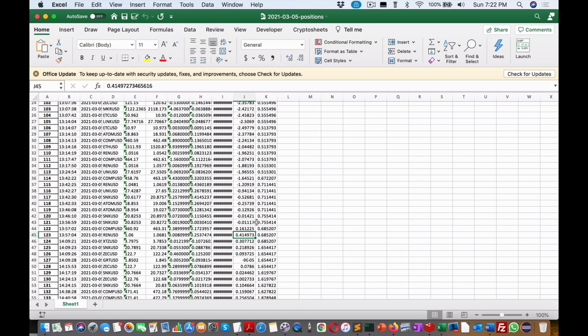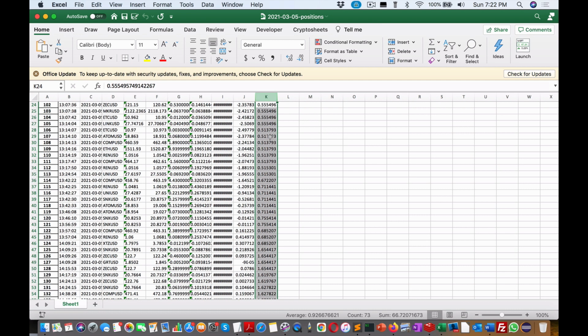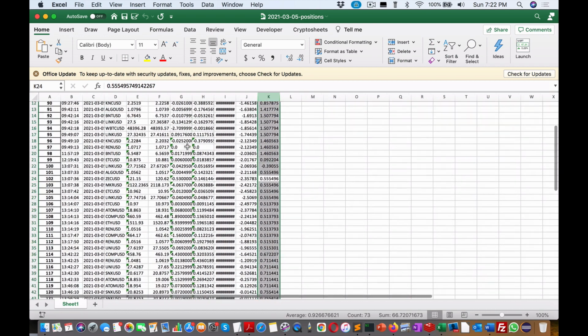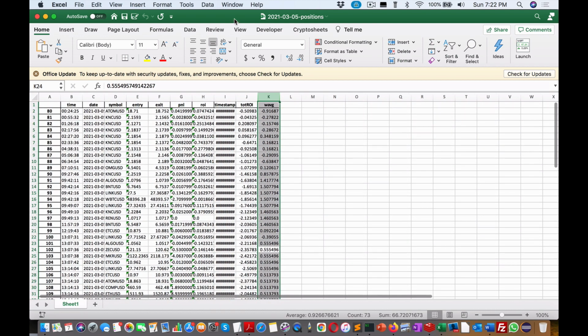So you got to factor in your weighted average. You got to factor in your P&L for the day, and your winning P&L versus your losing P&L as well. So there's all these factors you got to take into account.